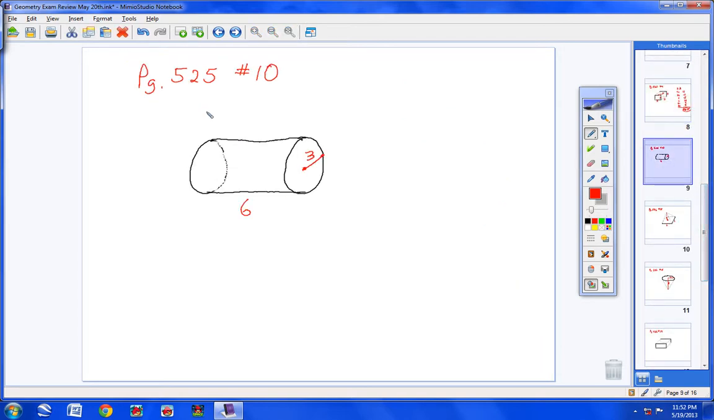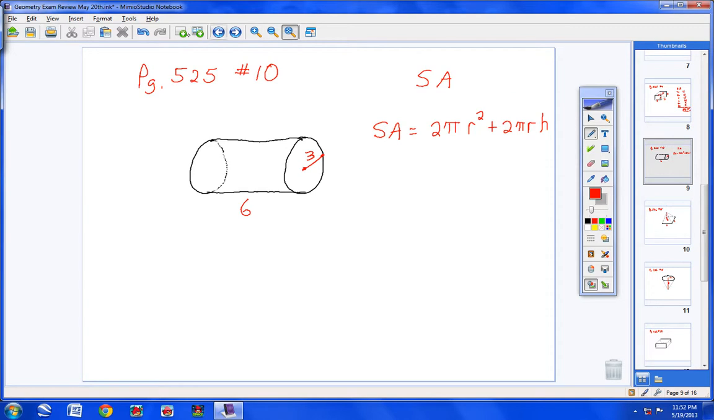Okay, page 525, number 10. I'm going to ask you to find the surface area of a cylinder. Now, here's the formula, and you definitely want to know this. Let me look at my notes here just to make sure I'm getting it right myself. The formula for the surface area of a cylinder is 2 pi r squared plus 2 pi r h. There we go. That is how you find the surface area of a cylinder.